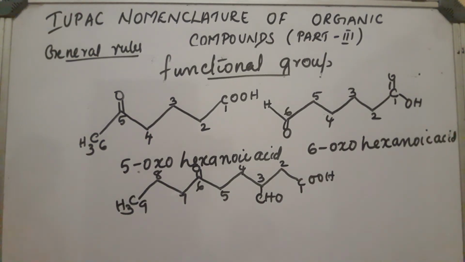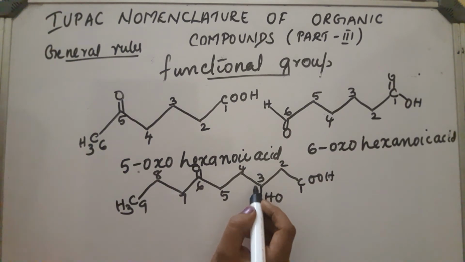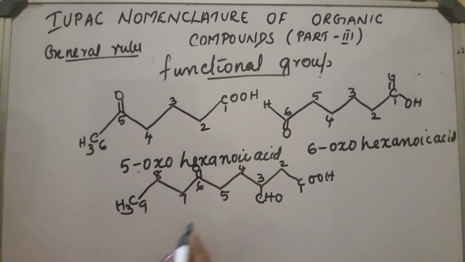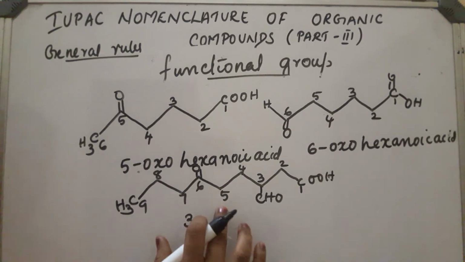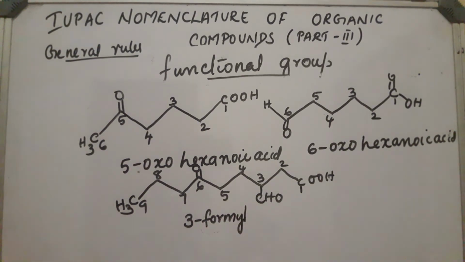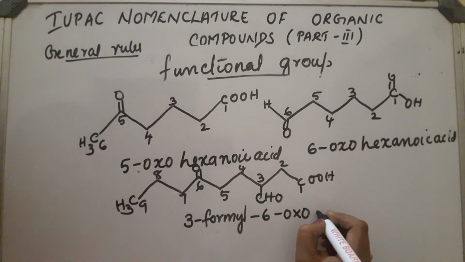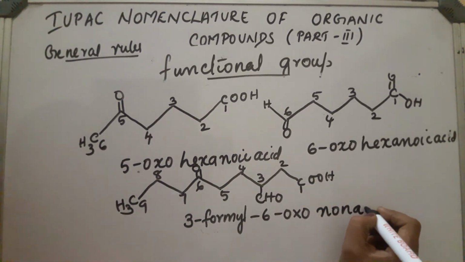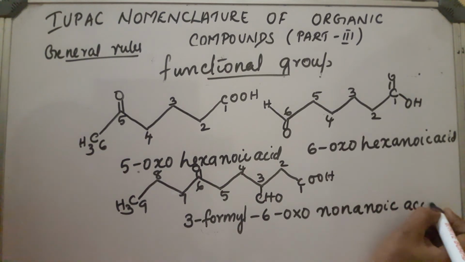Now in the third position, there is a CHO group, so this will be 3-oxo. Again in the sixth position, we are writing oxo, and formyl; both we are using. CHO is formyl. Formyl and oxo, all these are the prefixes we are using for aldehydes. So the ketone will be 6-oxo. 6-oxononanoic acid. This will be the compound.